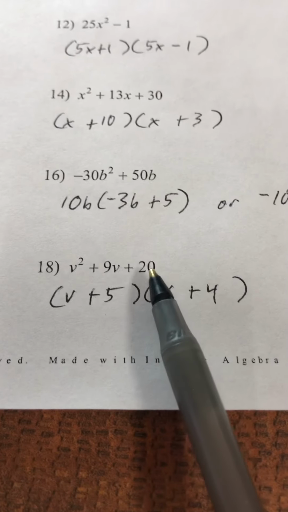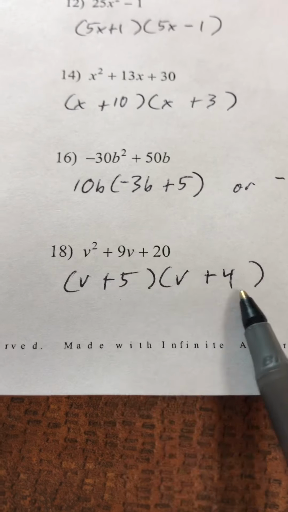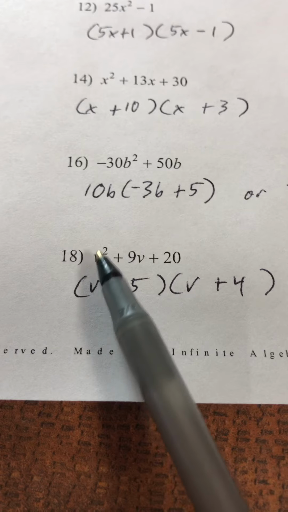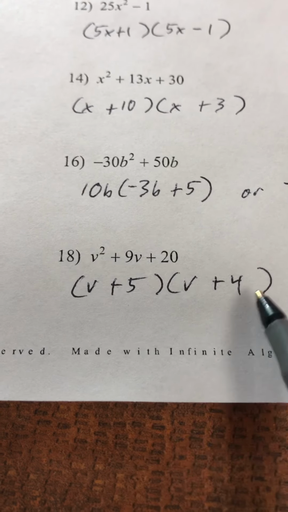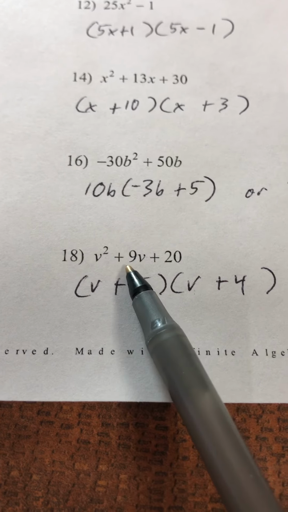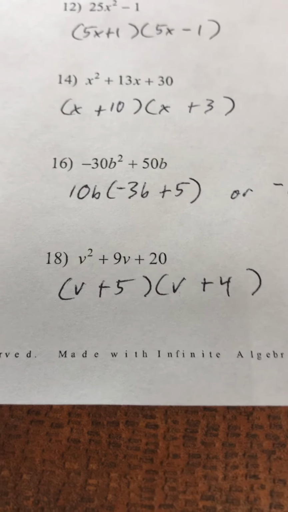This one, I think of two numbers I multiply to get 20, and if I add them, I get 9. Well, that's easy. That's 5 and 4. Split up the v. First times the first gives me the v^2. Outside gives me 4v. Inside gives me 5v. 4v plus 5v gives me 9v. The last, 5 times 4, gives me 20.